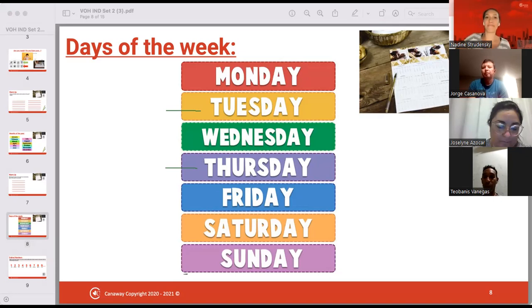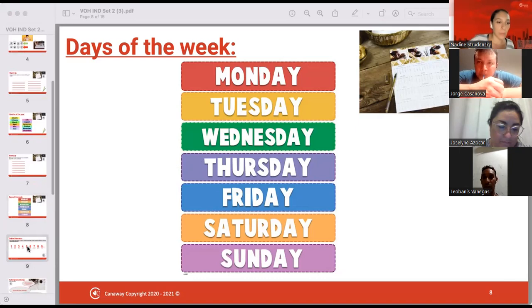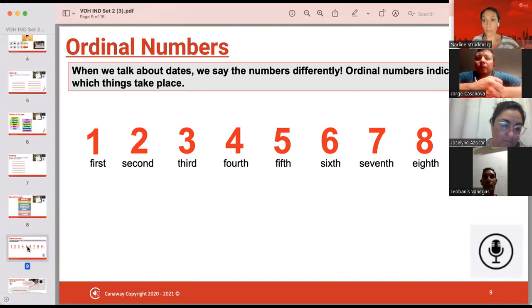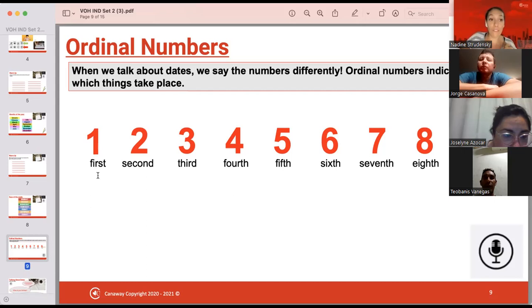Let's see. Okay. Next one. Be careful. Con cuidado. Okay? When we talk about dates in English, we use ordinal numbers. Very different ordinal numbers. We use them for fechas, por las fechas. Okay? So, first, es muy diferente cuando yo digo uno o un lápiz o lapicera. Siempre me confundo. No sé si es un lápiz o lapicera, pero algo. Okay? One pen.